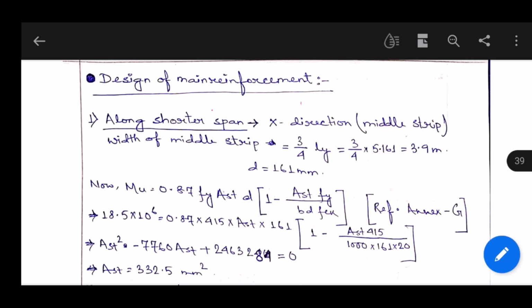So now we have to just put the values in the equation, and from this equation we can find out the unknown value of Ast. So after putting all these values, you can see here 18.5 into 10 to the power 6 is equals to 0.87 into 415 into Ast into 161 within bracket 1 minus Ast into 415 by 1000 into 161 into 20. From this equation we may find out the value of Ast. So value of Ast is equals to, as per calculation, 332.5 mm square.